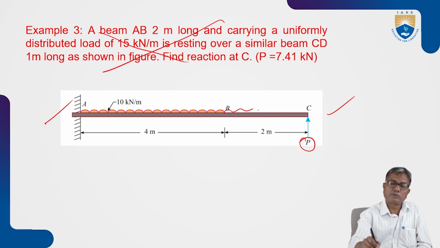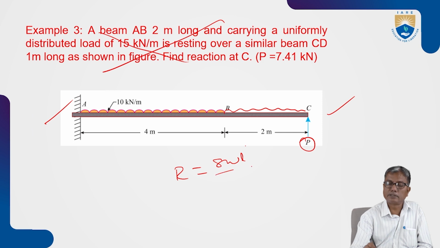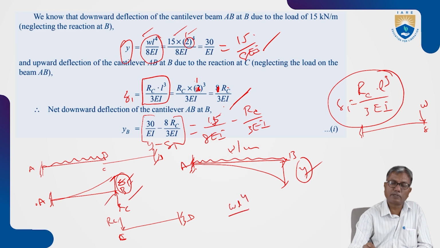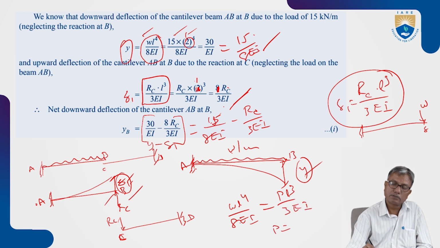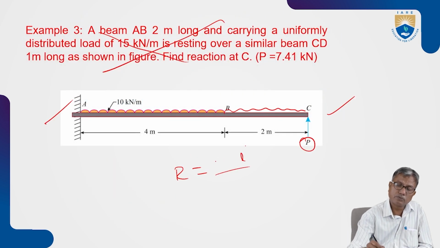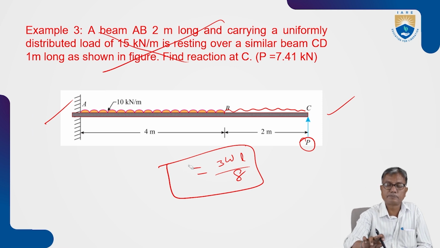When UDL is acting throughout the entire span, by equating deflections, you will get: downward deflection is WL power 4 by 8EI and upward deflection is PL cube by 3EI. So it gives P equal to 3WL by 8. The prop reaction P is 3WL by 8. This is when the load is acting over the entire span from A to C.